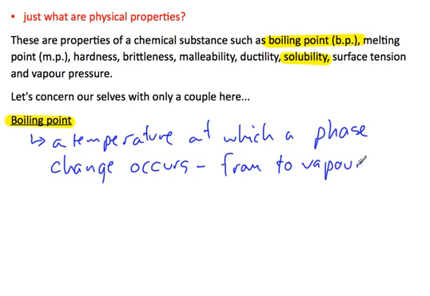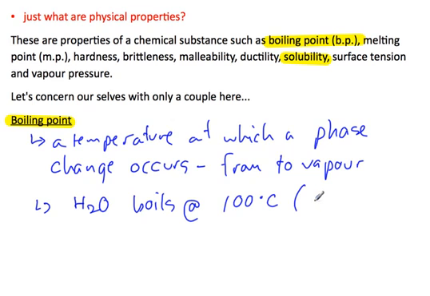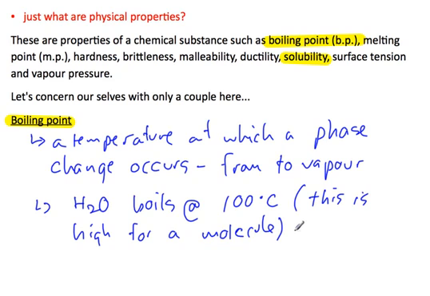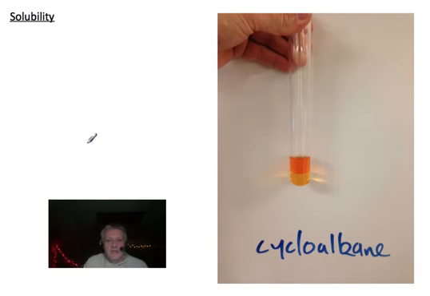And we know a little bit about boiling point already. We know that water boils at 100 degrees Celsius under standard conditions. And I hope we know that water, this is pretty high for a molecular compound, for sure. Such a small molecule. So water is considered to have a fairly high boiling point, and we'll see reasons for that in a moment. Okay, so the other one is solubility.